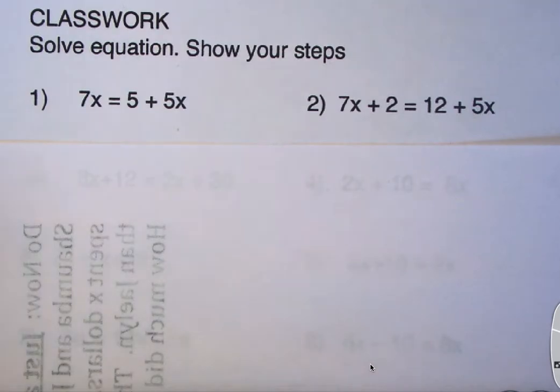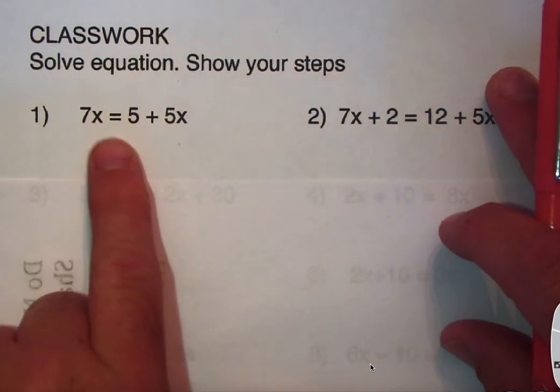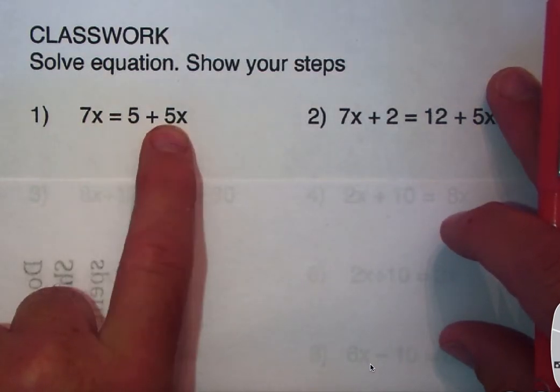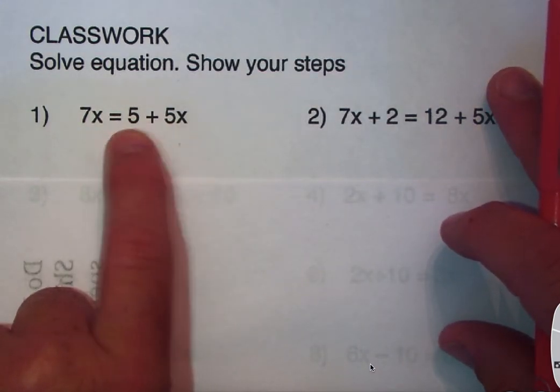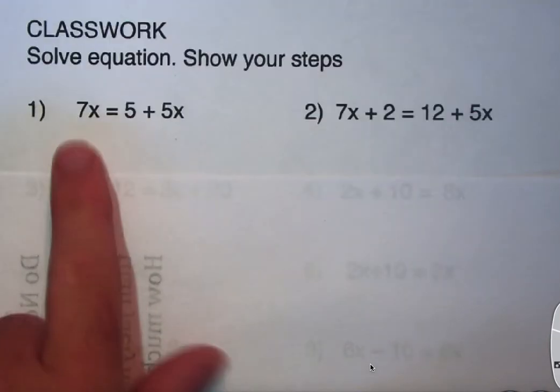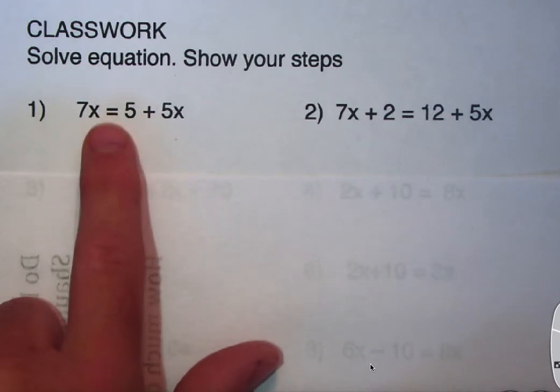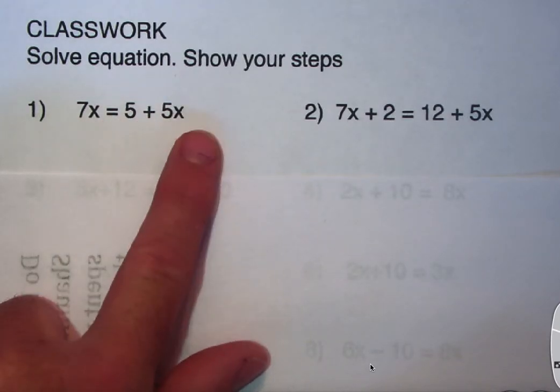So I want to show you what I'm looking for. We'll just do number 1, and then you're off to the races. So if you're adding this to your notebook, here you go. You have 7x equals 5 plus 2x, 5 plus 5x. And we're going to solve this one. All right. If we think of x as like bags, we have 7 bags equals 5 coins plus 5 bags.